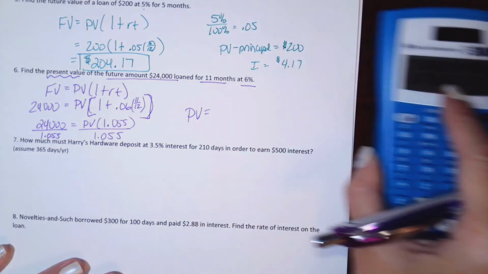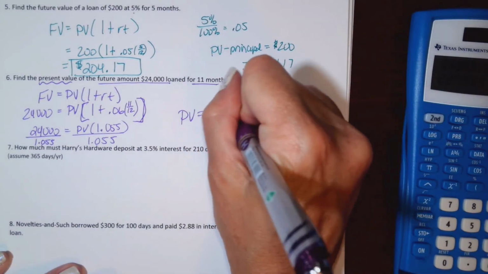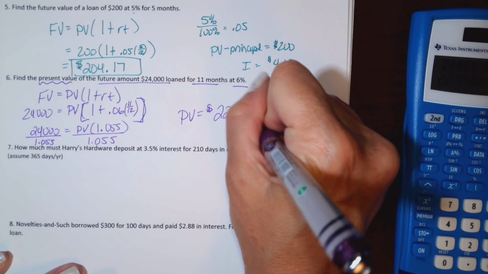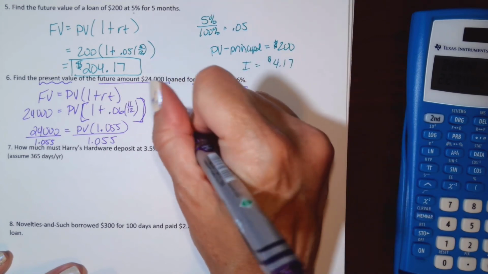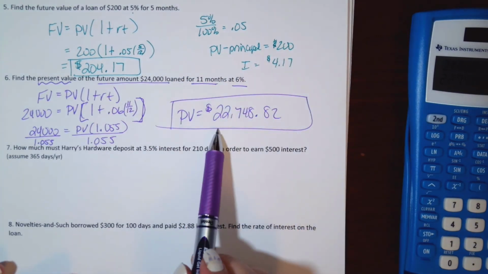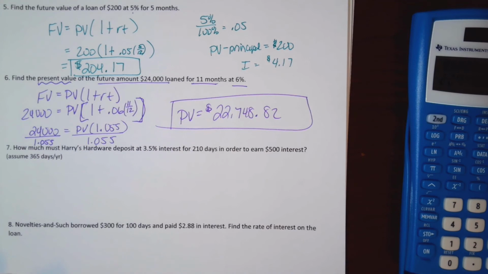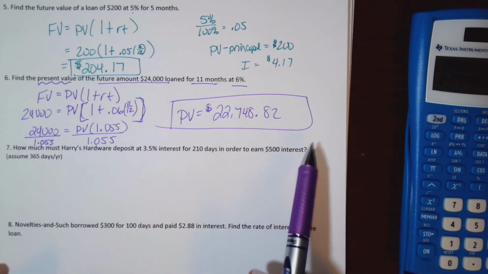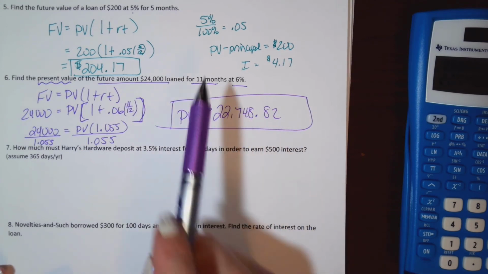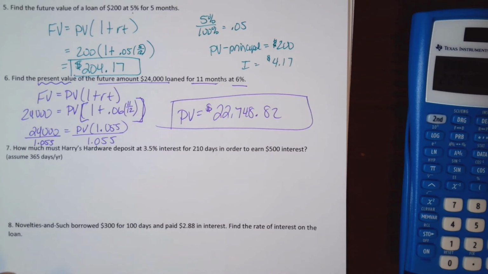So what I've got here is $22,748.82 as the amount that would have been loaned to get the future value of 24,000.